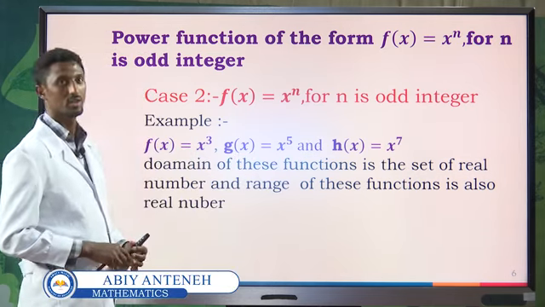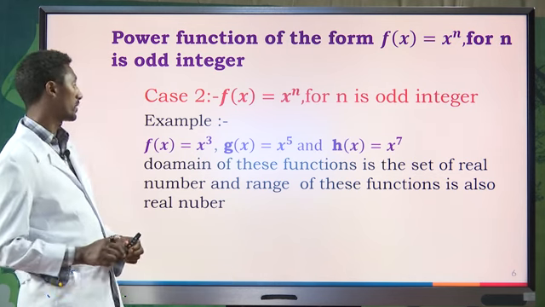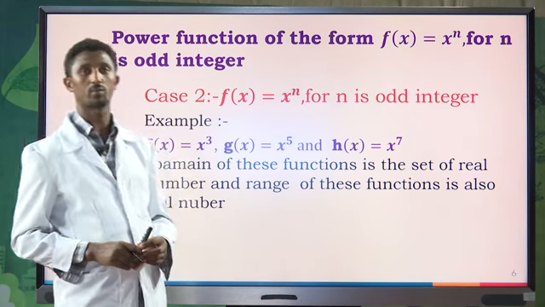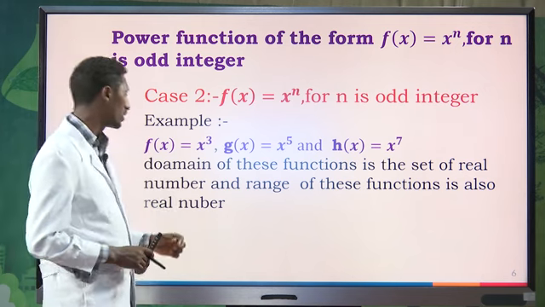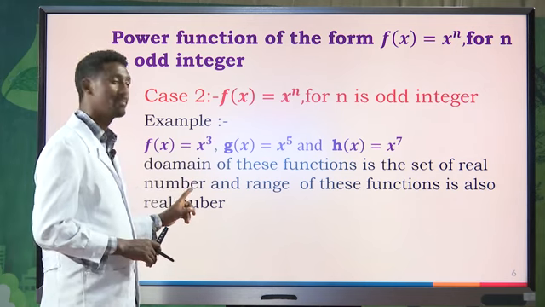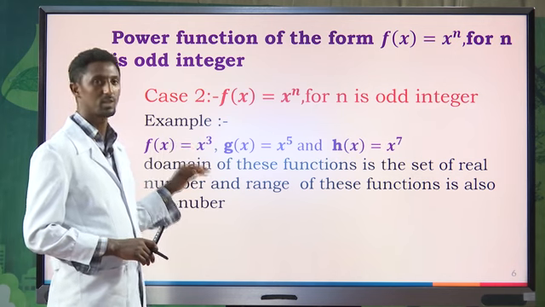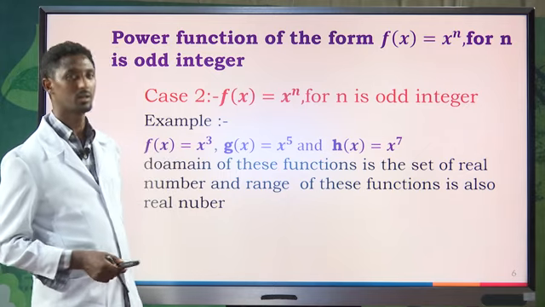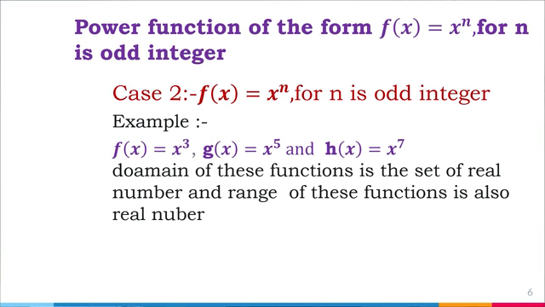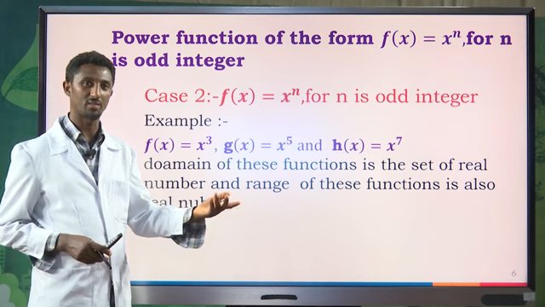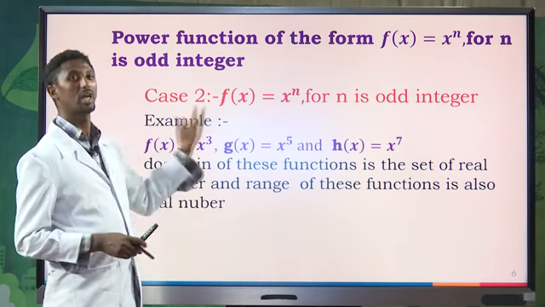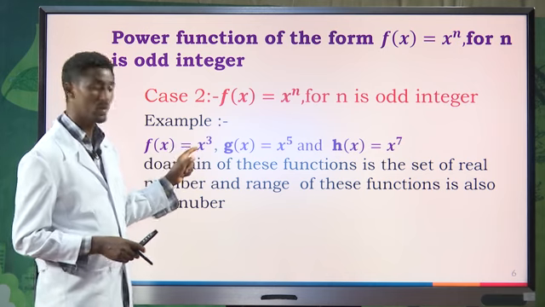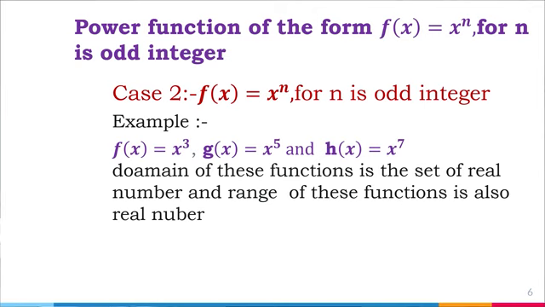For odd integer n, the domain of power functions of the form x to the power of n is the set of real numbers. It's possible to substitute every real number, meaning the function is defined for any real number, and the range is also the real numbers. When we cube negative numbers, the output is a negative number. When we cube positive numbers, the output is positive. When we cube 0, the output is 0. So the range is also the set of real numbers.